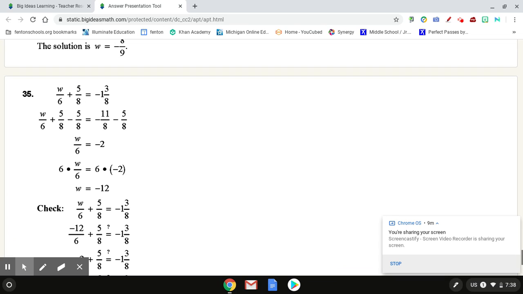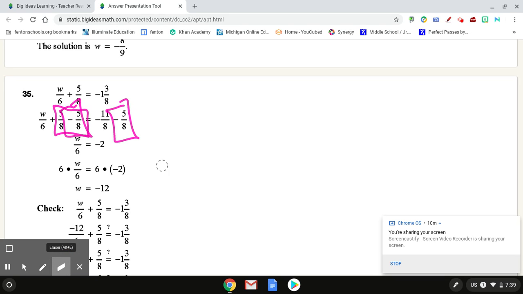There's 35. Remember to take care of anything that's being added to the variable. So 5/8 is being added, so you need to subtract 5/8 from both sides. And then do your final step of multiplying out the 6. So that's what they're doing there. They're just doing what you do to one side, you have to do to the other, right? So we're subtracting 5/8.